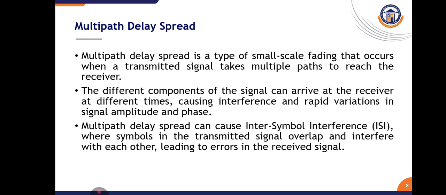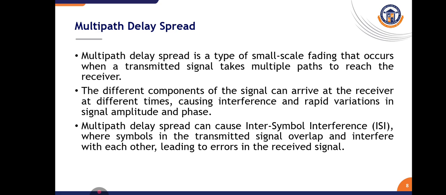So this is one of the types of small scale fading, the multipath delay spread. Multipath delay spread is a type of small scale fading that occurs when the transmitted signal takes multiple paths to reach the receiver. The different components of the signal can arrive at the receiver at different times. So it causes interference and rapid variation in the signal amplitude and phase.